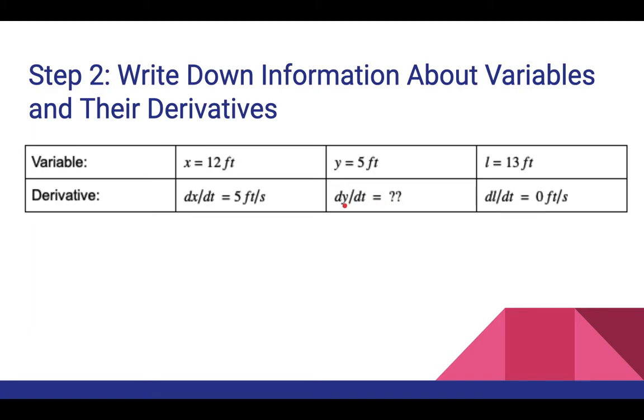dy over dt, the rate of change of our height, we do not know. That's what the problem is asking us to solve for. And then lastly, dl over dt, the rate of change of the ladder with respect to time, is equal to 0 since the length of our ladder is a constant.